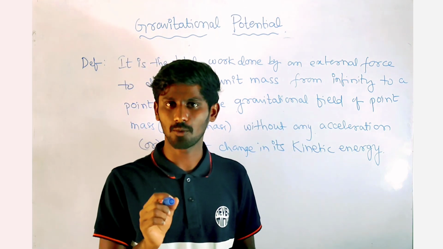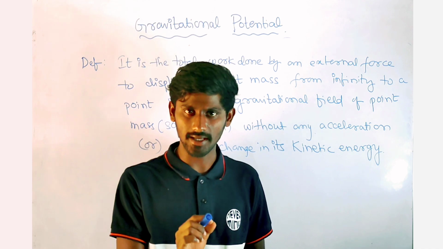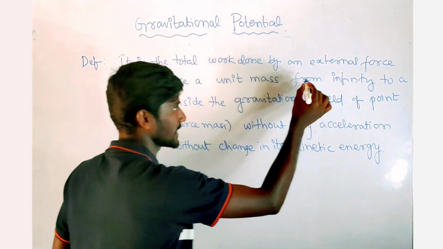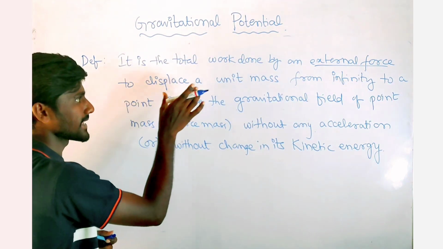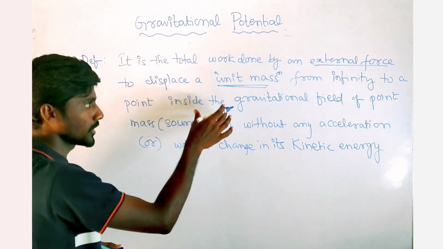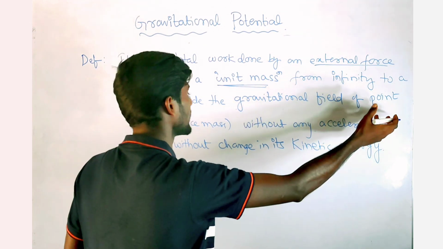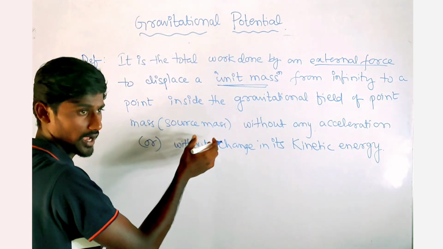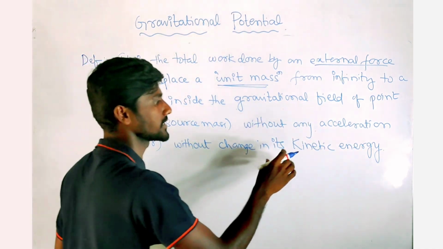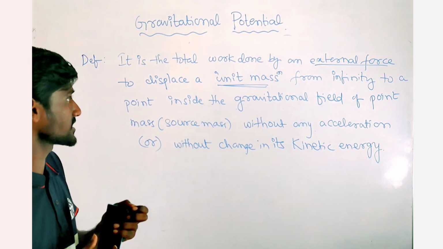So the gravitational potential at a point due to a point mass is defined as the total work done by an external force to displace a unit mass. This is important. To displace a unit mass from infinity to a point inside the gravitational field of some point mass, or the source mass, without any acceleration or without changing its kinetic energy. Okay. So the definition is simple.